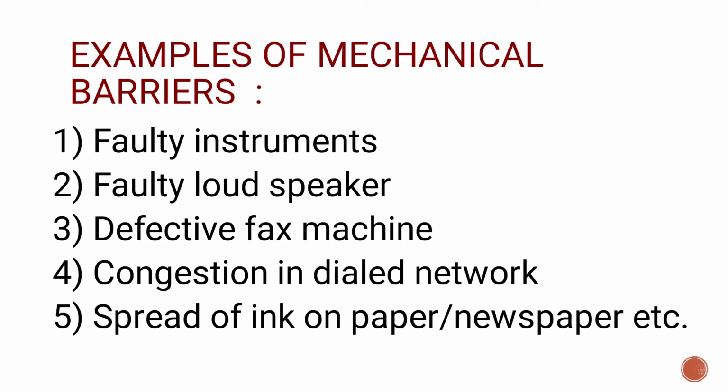Then it can again be a spread of ink on paper or newspaper. Sometimes we see that on newspaper there are black spots and words are not able to be seen and read by the readers, and that is again an example of mechanical barriers, when there is a faulty printing machine.